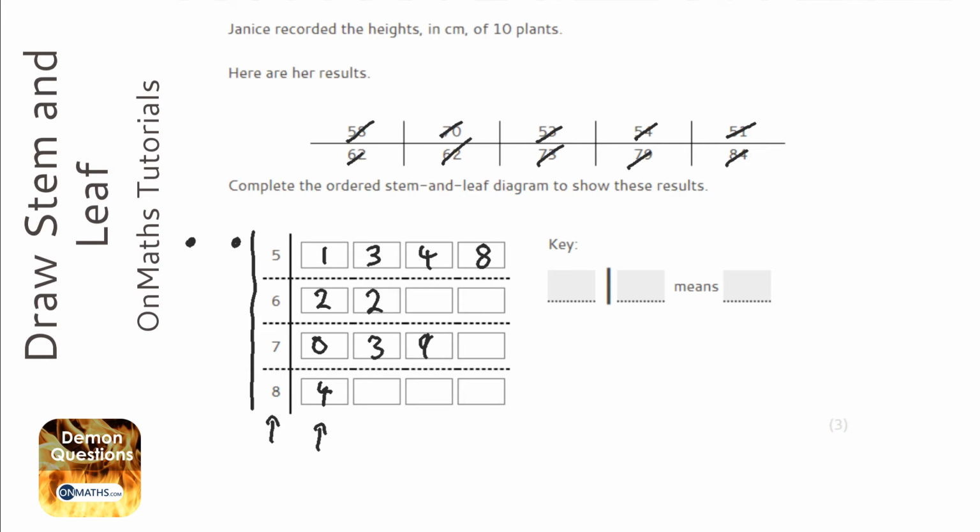The last mark, the third mark in this question, is for the key, and you just pick a value, and it doesn't even have to be a value on there, so I always just pick the first one. 5 line 1 means 51, and the reason for this is it could have meant 5.1, but if you look at the questions there are no decimals, so it means 51.